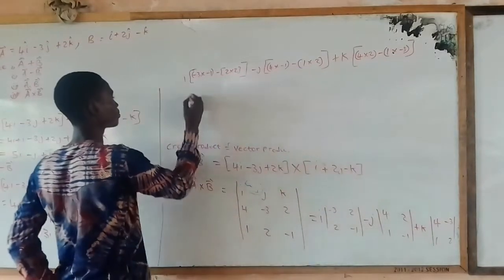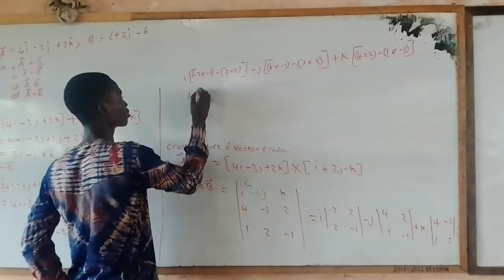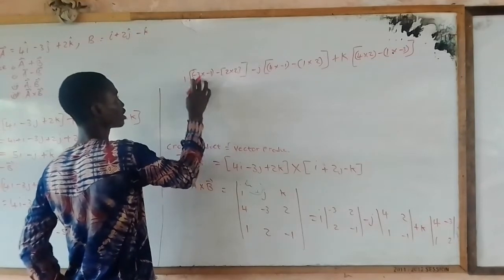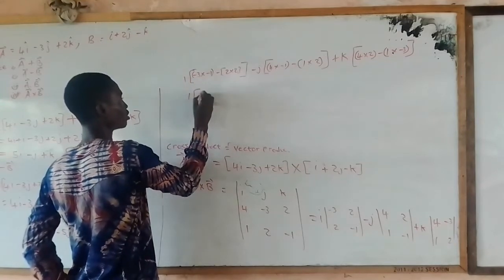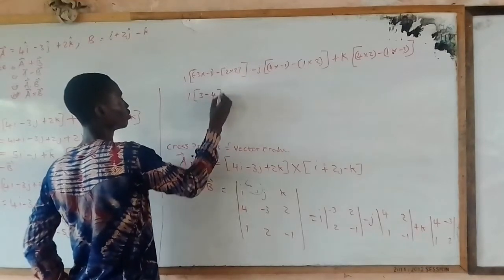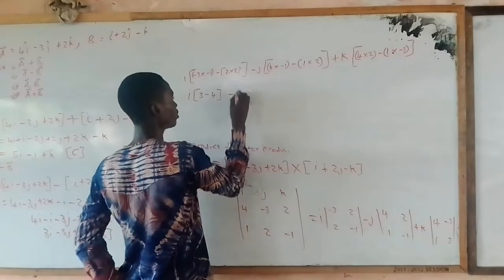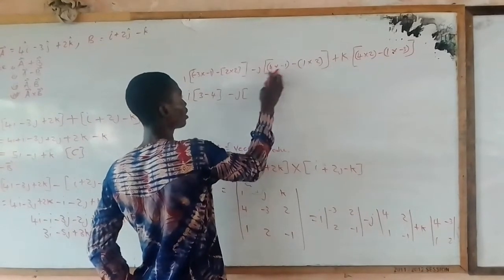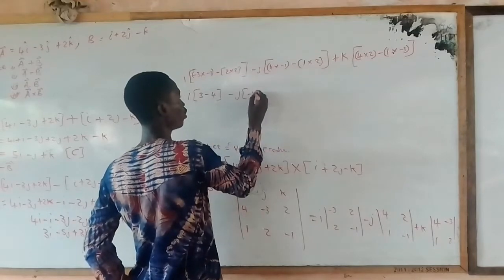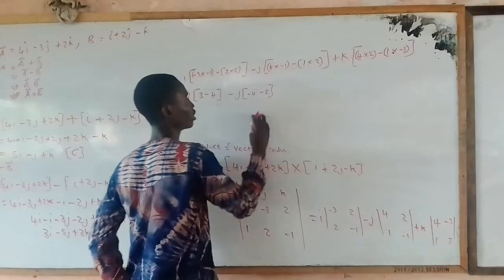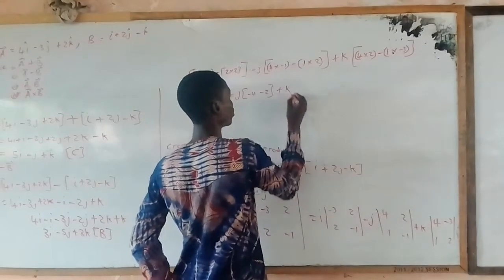Okay, from here, minus 3 times minus 1. Minus times minus become plus. 3 times 1 is 3, so plus 3. Put a minus, 2 times 2 is what? Is 4. Okay, minus j. From here, 4 times minus 1 will give us minus 4. Your minus sign, 1 times 2 is what? Is 2. Okay. Plus k.